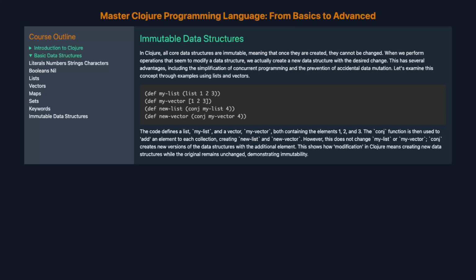The code defines a list, my-list, and a vector, my-vector, both containing the elements 1, 2, and 3. The conj function is then used to add an element to each collection, creating new-list and new-vector. However, this does not change my-list or my-vector. Conj creates new versions of the data structures with the additional element. This shows how modification in Clojure means creating new data structures while the original remains unchanged, demonstrating immutability.